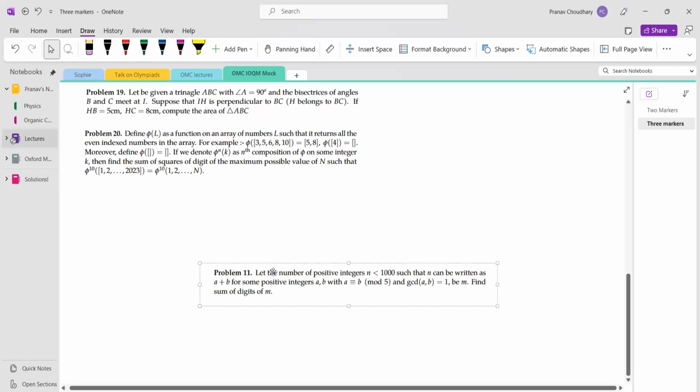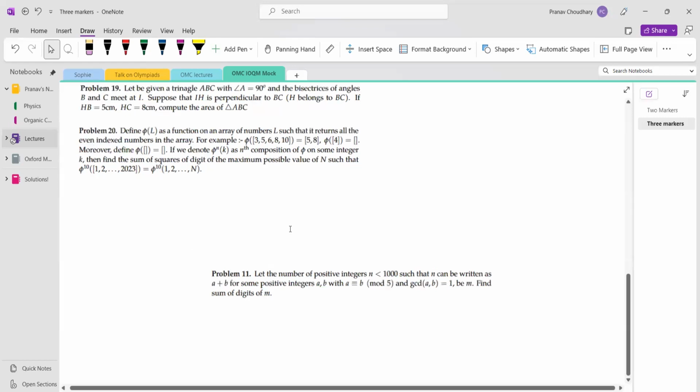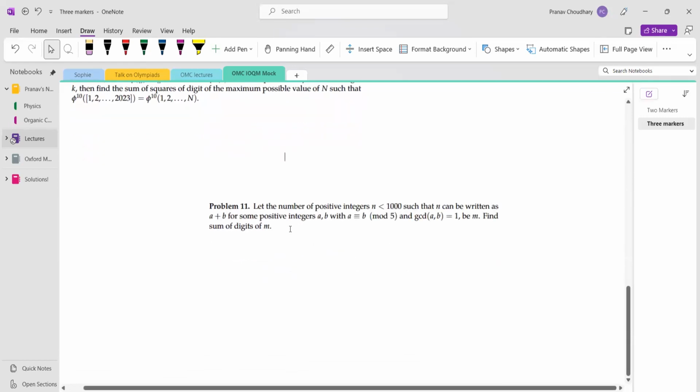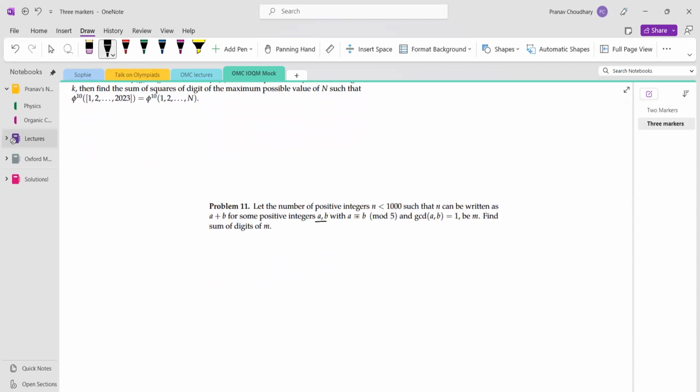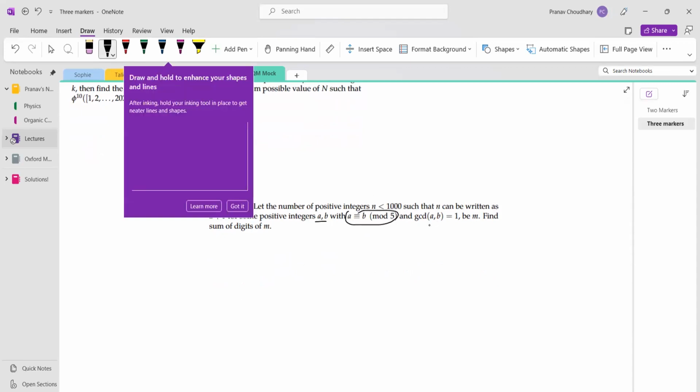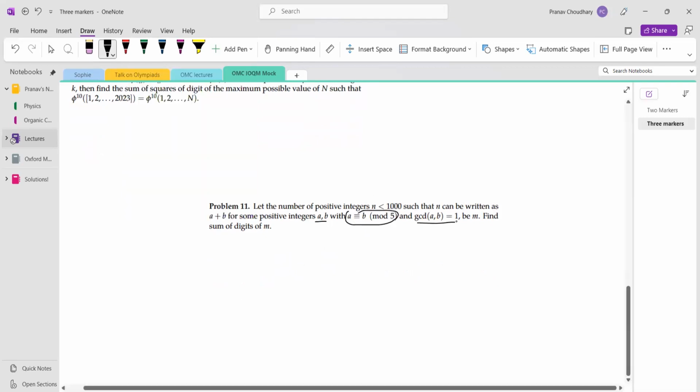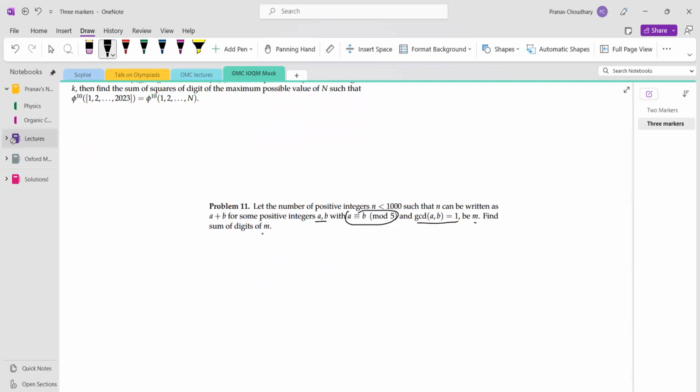So basically, we have to find the number of positive integers n, which are less than 1000, such that n can be written as a plus b for some positive integers a and b, with a b congruent to modulo 5 and gcd of a comma b being 1. Suppose the number of such integers is m, we have to find the sum of digits of m. So essentially, we just have to find m.